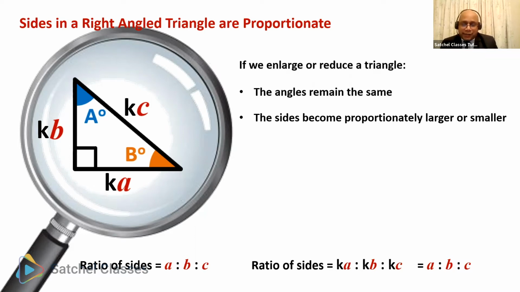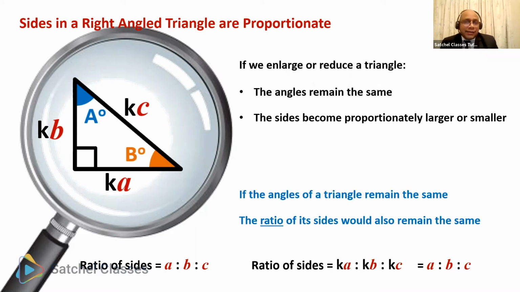So what is interesting is if the angles of a triangle remain the same, then the ratio of its sides would also remain the same. Okay, think about it. As you can see, the angles of the triangle were the same as before, right? It was A degrees and B degrees and 90 degrees.